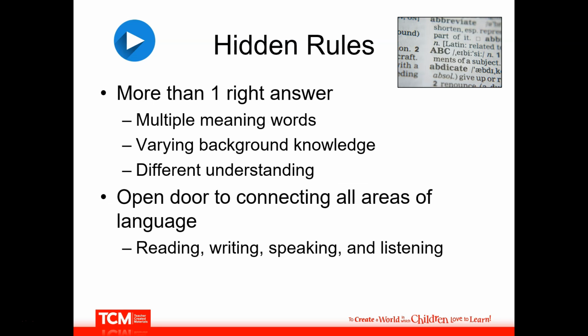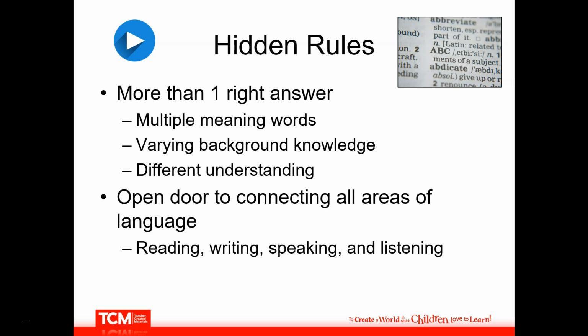And so there are some hidden rules that we have that aren't really told to us up front. And the first one is that some of the responses that we're going to get from students can have more than one right answer, especially when we look at words that have multiple meanings, and then we think about the varying background knowledge bases that our students have coming to us. And then we also may have students that just have a different understanding of the word altogether.